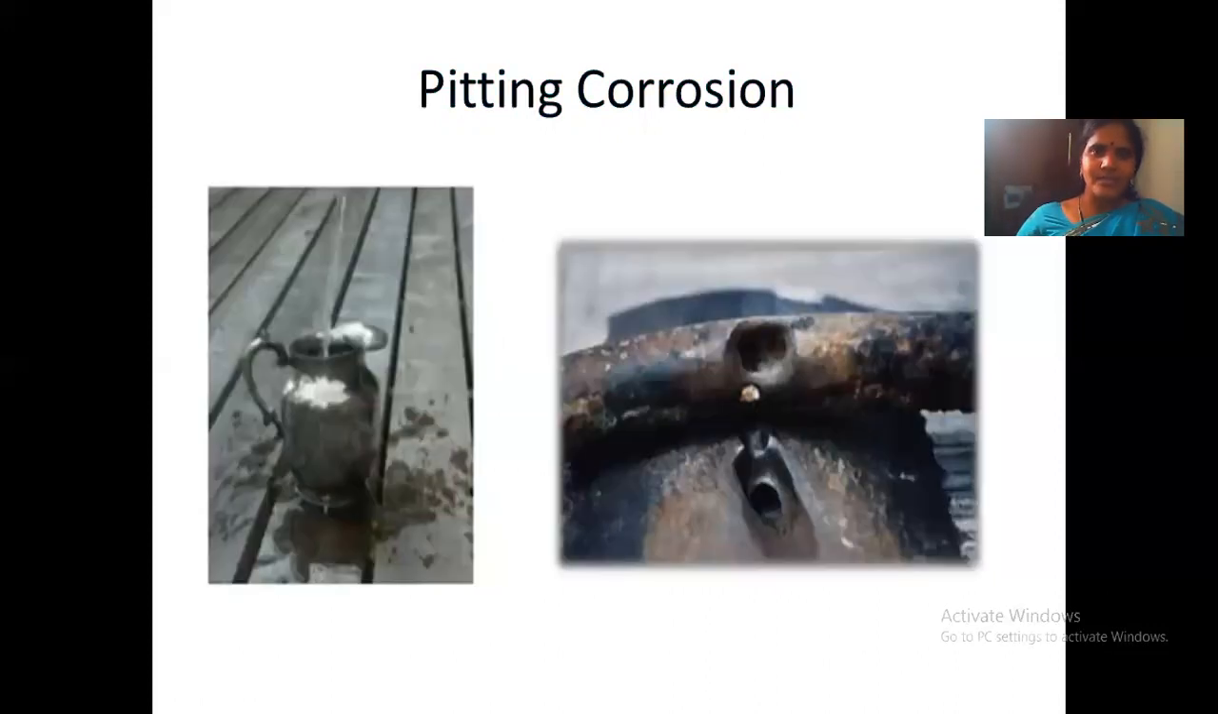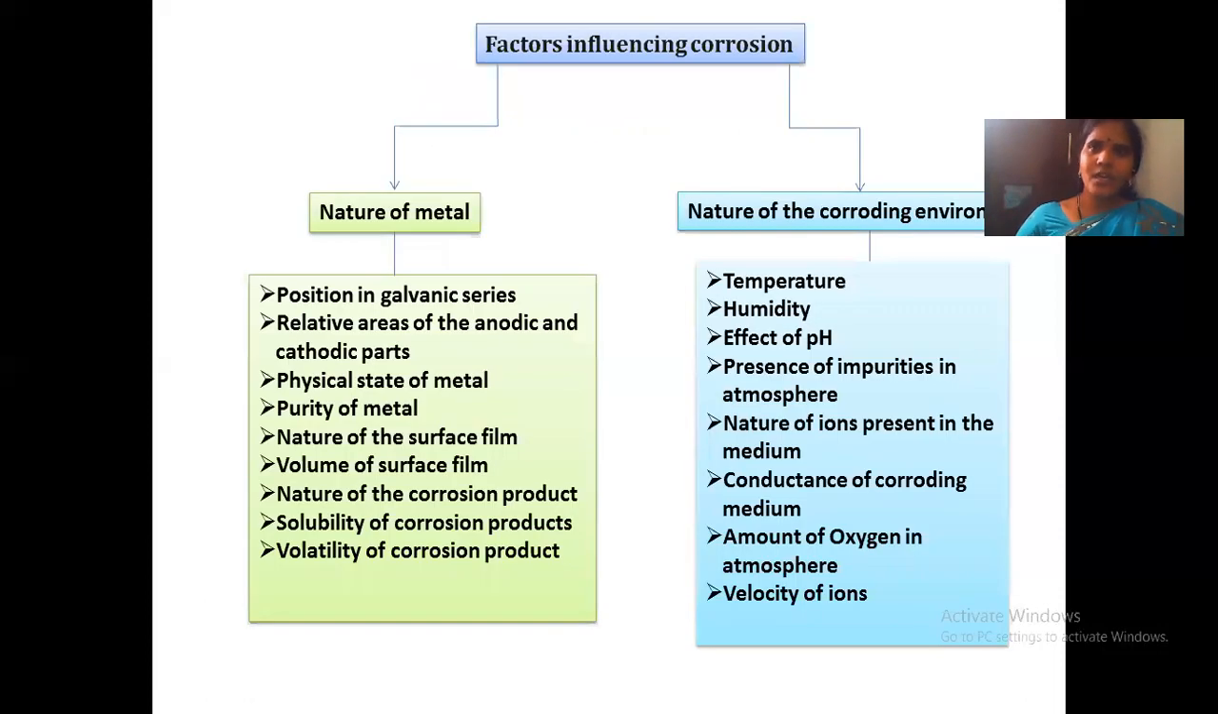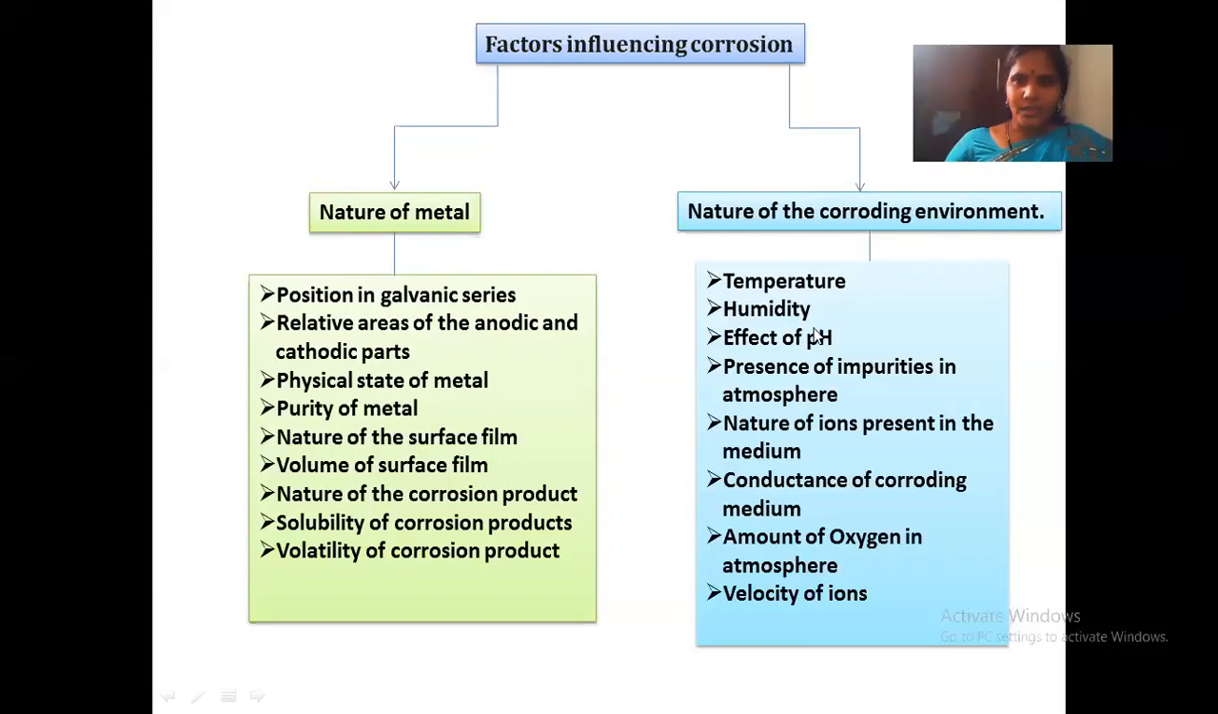Let's now discuss the various factors that influence corrosion. We can majorly categorize these factors into two types: nature of the metal and nature of the corroding environment. The nature of the corroding environment includes the environmental conditions to which our metal is subjected. First we'll discuss the nature of the corroding environment, and then we'll move on to the nature of the metal.